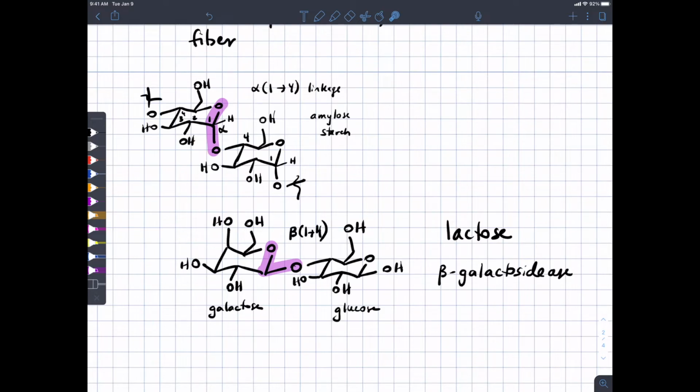Fortunately, all of us can enjoy ice cream today because you can take some beta-galactosidase in pill form, or you can drink milk that's already fortified with beta-galactosidase, and then you don't experience the symptoms.